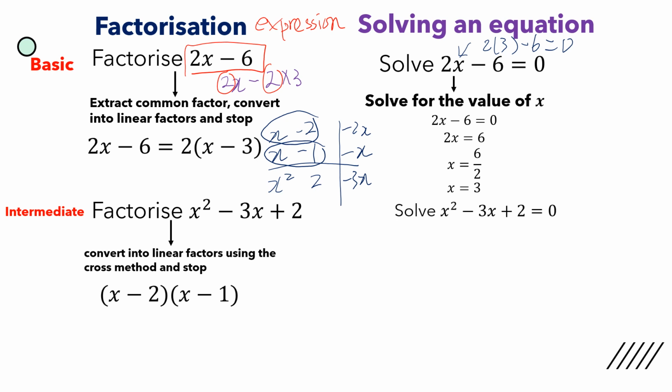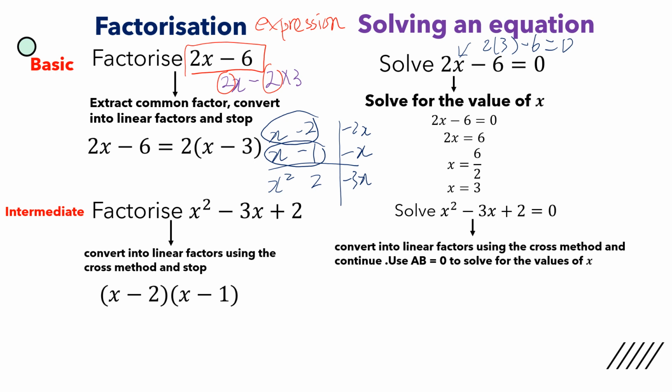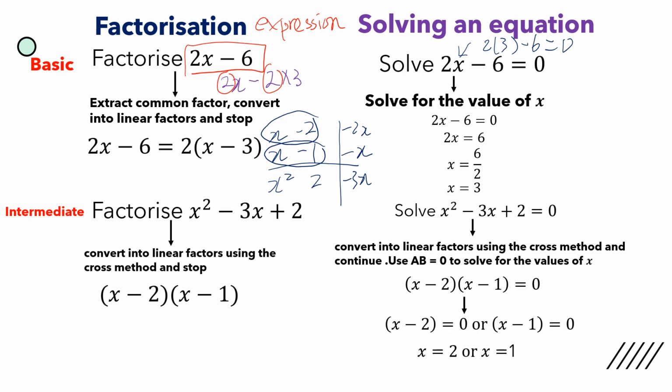You don't do any more. Whereas if you are asked to solve it, yes, you use the cross method to factorize the left hand side into the linear factors, and then you continue the process to find the values of x. So you use x minus 2 equals 0 or x minus 1 equals 0, and from there you have two values of x because it's a quadratic equation. If you substitute x equals 2 here, you will get right hand side equals 0, or when you substitute x equals 1, you also get right hand side equals 0. So there is a difference between factorizing an expression versus solving an equation.